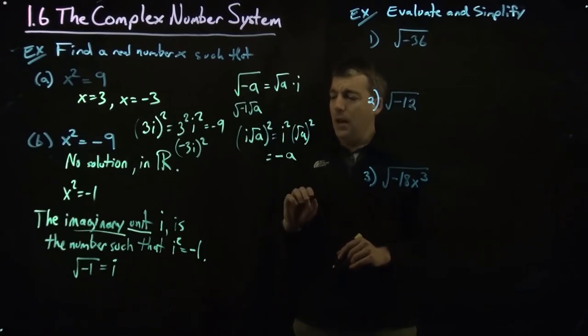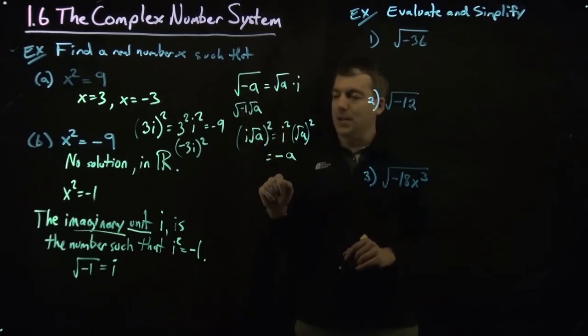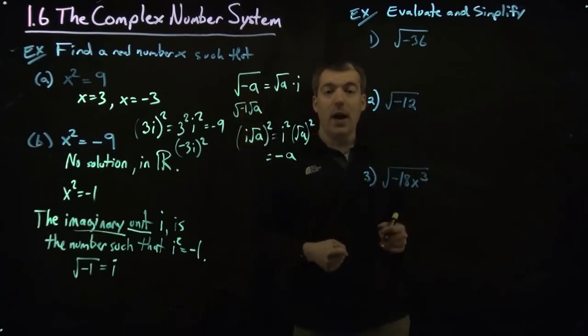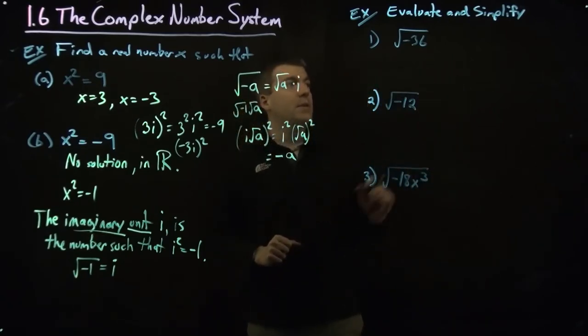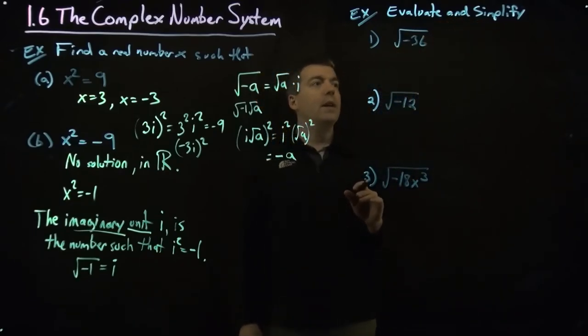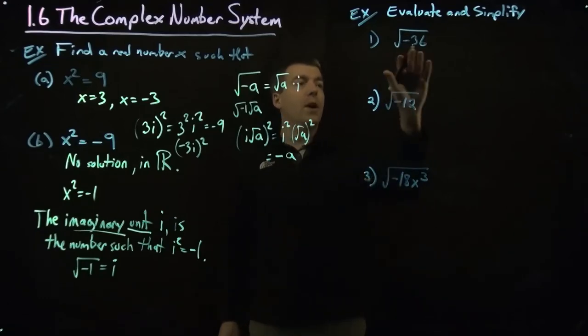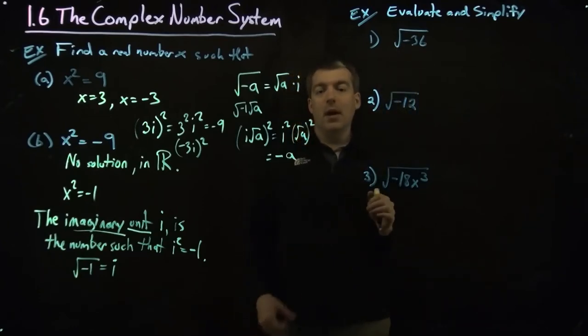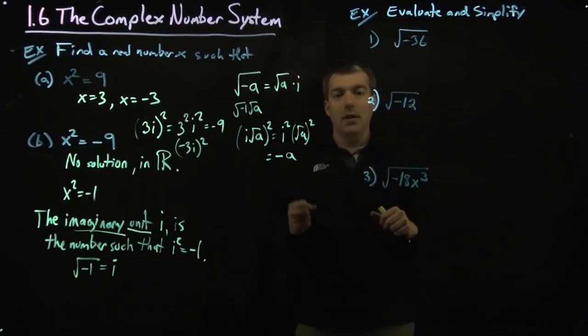Okay, so let's practice this. Let's practice taking the square root of a negative number and writing it in terms of i. Here I have 3 examples. We're going to evaluate and simplify. First up, the square root of negative 36. The very first thing we want to do is recognize that when you're taking the square root of a negative number, that must immediately be rewritten in terms of i.